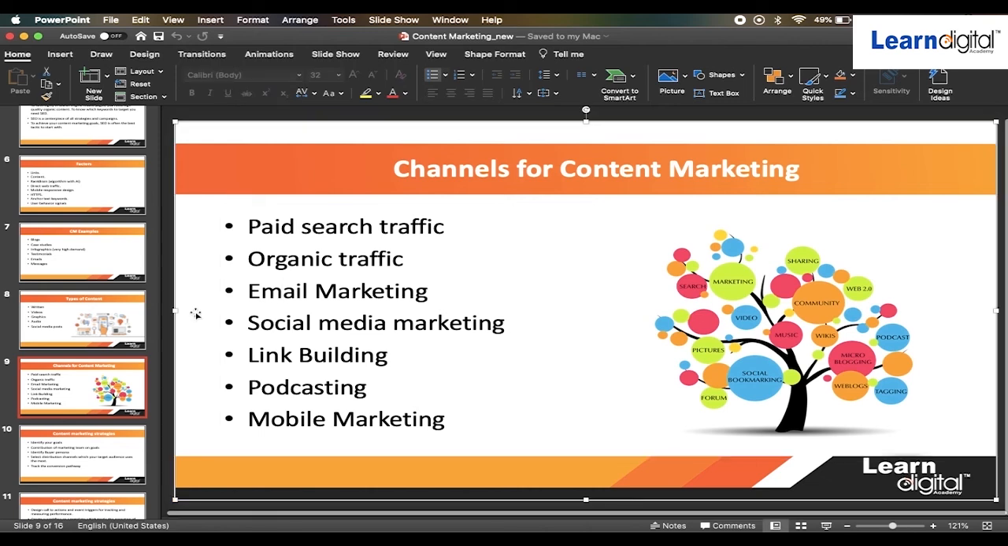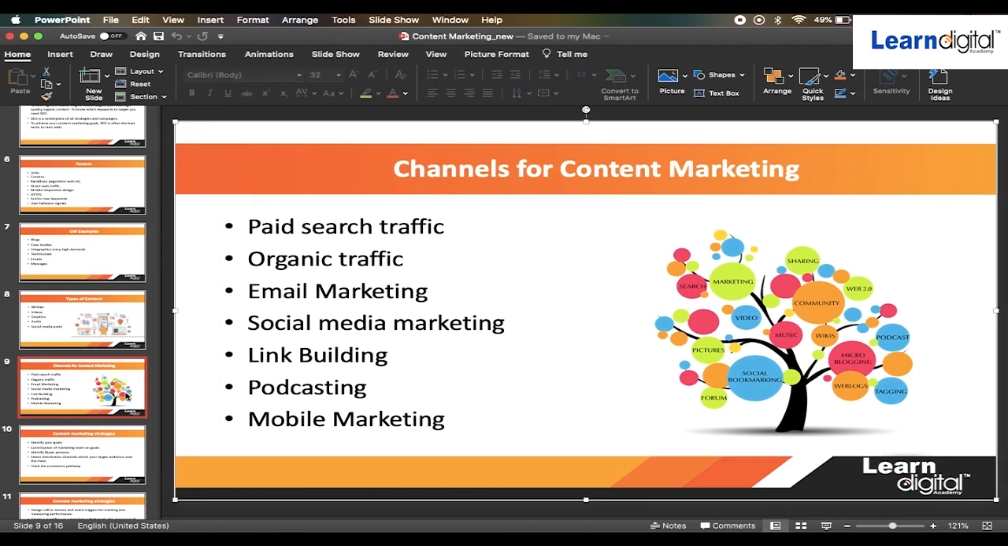Email marketing, why would I prefer email marketing? Because it is cost effective. Social media marketing, you have a good amount of reach over here. There are 29 crore people on Facebook. There are 6 crore 60 lakh people on LinkedIn. I'm talking about the data of India.